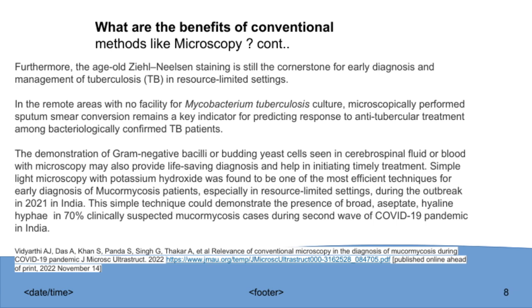During the 2021 mucormycosis outbreak in India, a straightforward technique using light microscopy with potassium hydroxide proved highly effective. It allowed us to identify broad, aseptate hyphae in about 70% of suspected cases during the second wave of COVID-19. So, despite the advent of newer technologies, conventional microscopy remains invaluable, particularly in settings with limited resources, helping us diagnose and manage serious infections effectively.